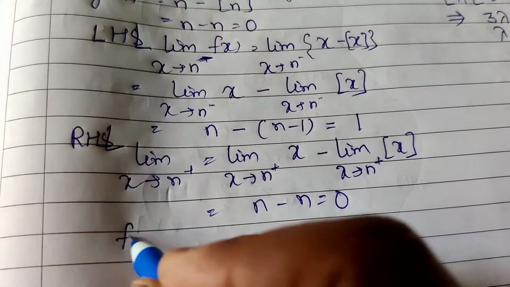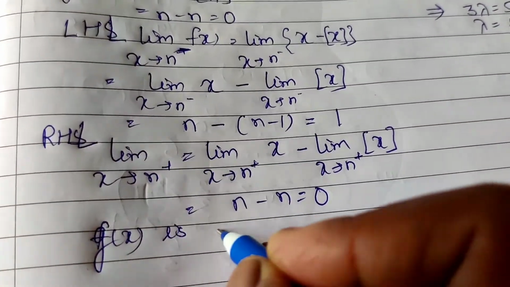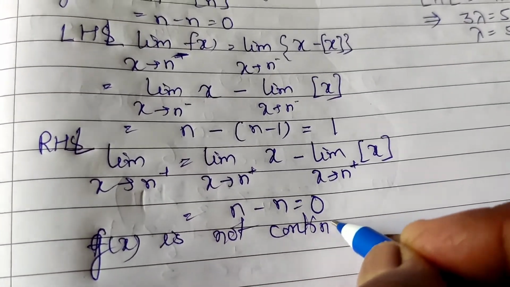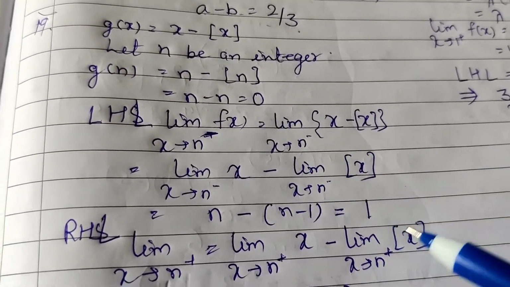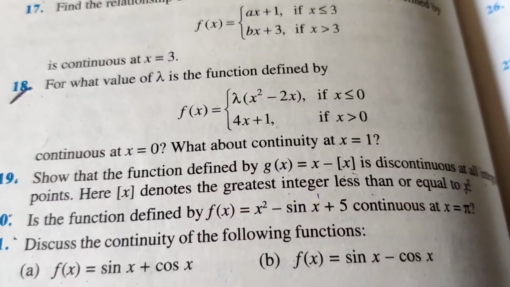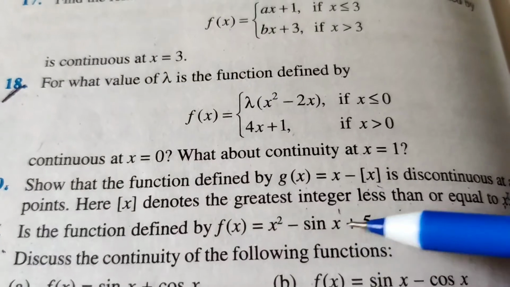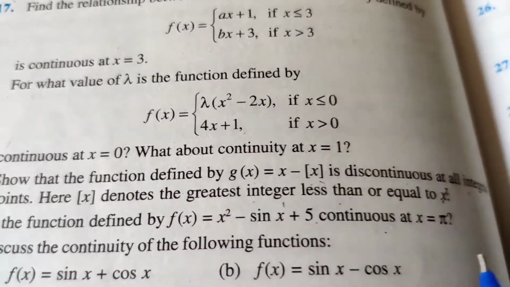The function g(x) is not continuous at any integral value. Okay. Question number 20: the function defined by f(x) equal to x square minus sin x plus 5 is continuous at x equal to pi.